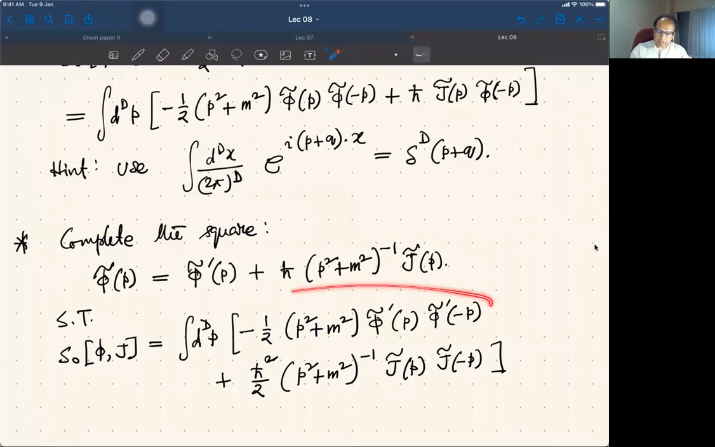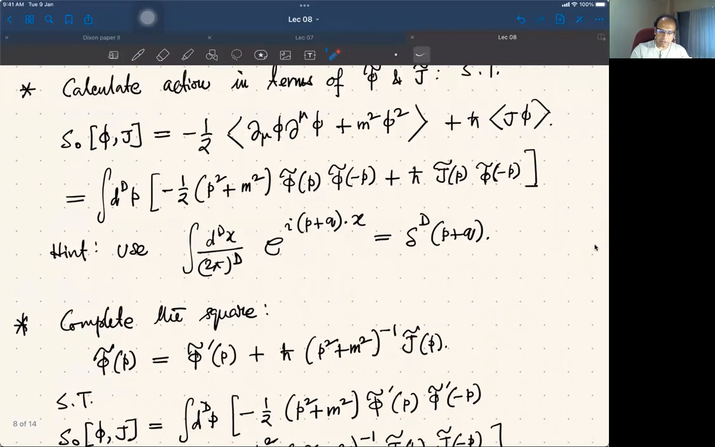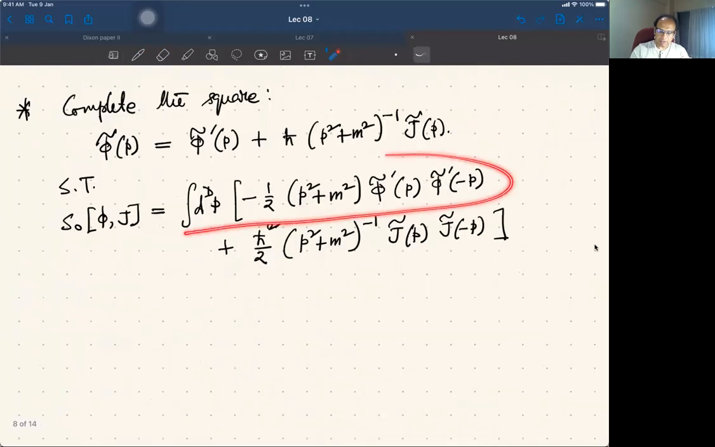So of course, you see there is no cross term here. The first term is entirely dependent on phi prime, and the second one is dependent on j tilde. Now this first term, you see this S0 has this term. If you set j equal to 0, then that is S0 of phi, the actual action. We had added the source term. So the actual action is this, and this first part is nothing but the actual action calculated at phi prime. So this is S0 of phi prime.